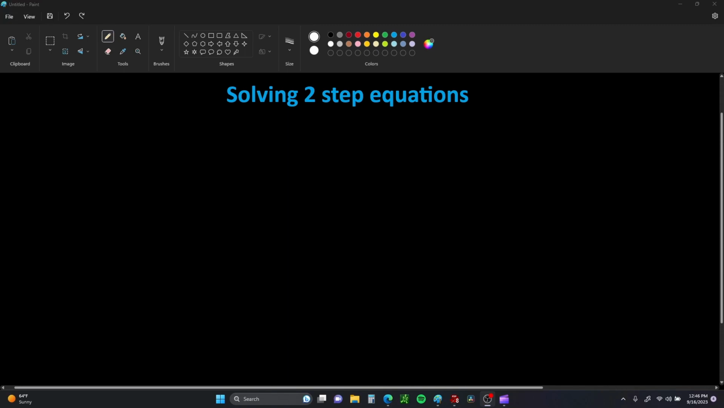Solving two-step equations involves a similar process of solving one-step equations in that you have to identify what's being done to x. So if we're starting off with an equation like this one, when I ask what's being done to x, I want to write it off to the side. I'm subtracting 4 from it, but I'm also multiplying by 2. So subtract 4 and multiply by 2.